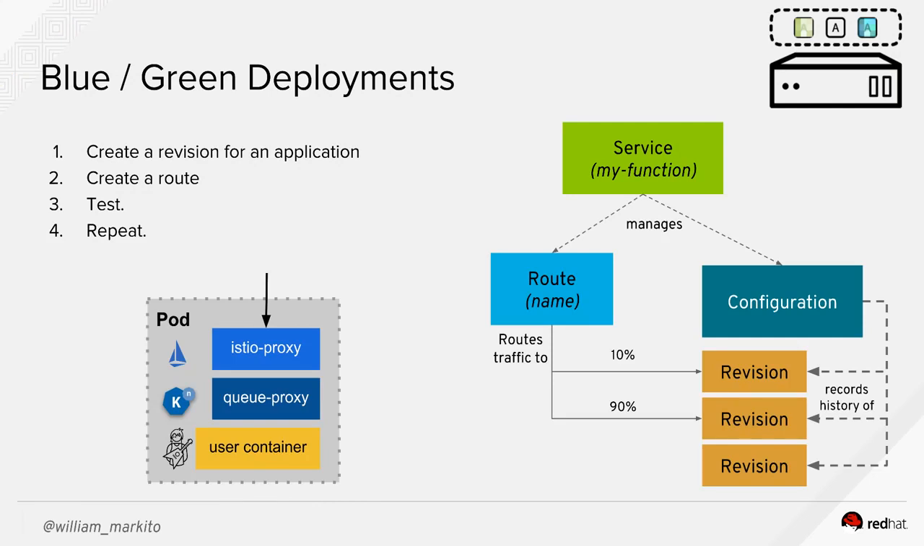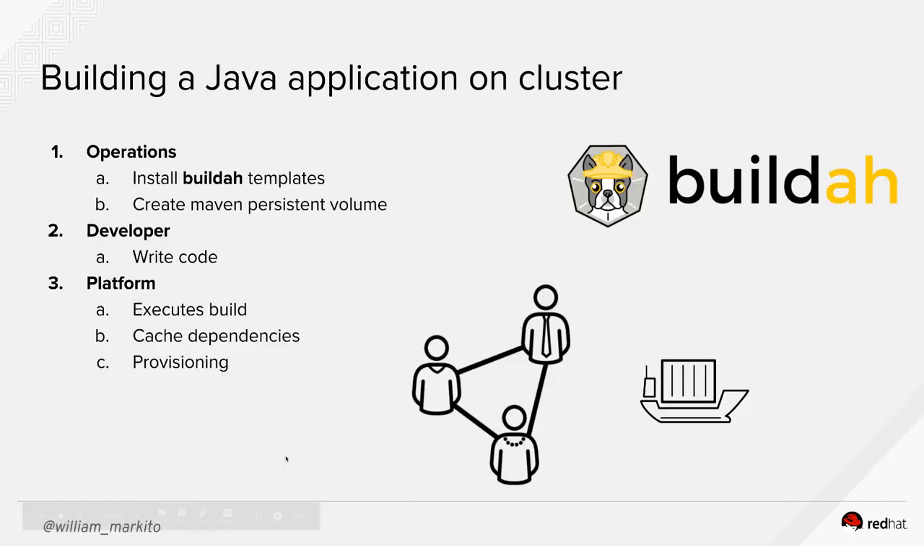The demo I did for blue-green deployments, again, the high-level steps: you create a revision for an application, you create a route, you test and repeat. Very straightforward once you get the gist of it. I know that the first time, because I was running through the video here, maybe it was too fast. Inside the pod, you get 3 containers being created. So the Istio proxy that is going to handle all the inbound, outbound traffic to your cluster. The queue proxy, that is something that Knative adds to control concurrency, and the actual user container, right? That is where your code is going to be executed.